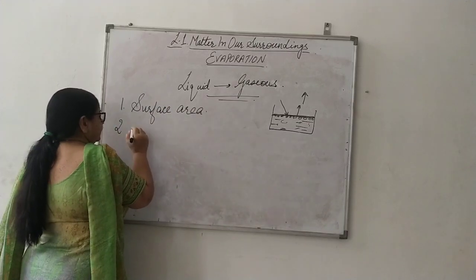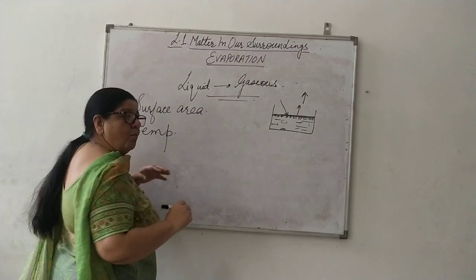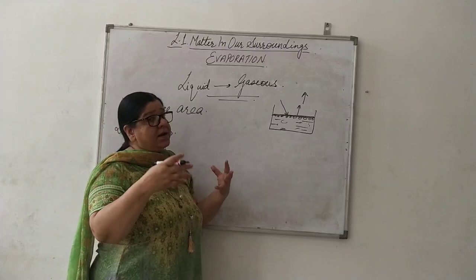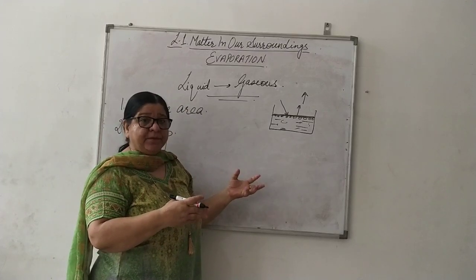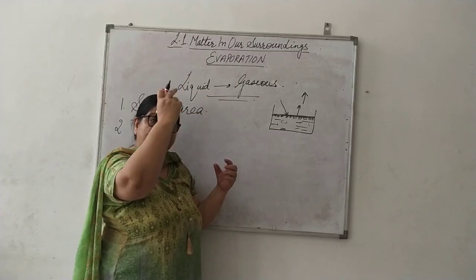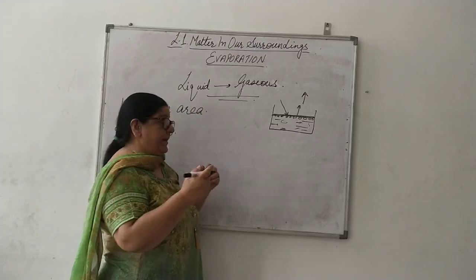Second is temperature. More the temperature, more will be the evaporation. Like on a hot sunny day, the clothes dry faster. Why? Because due to the sun's heat, the water will evaporate more quickly.